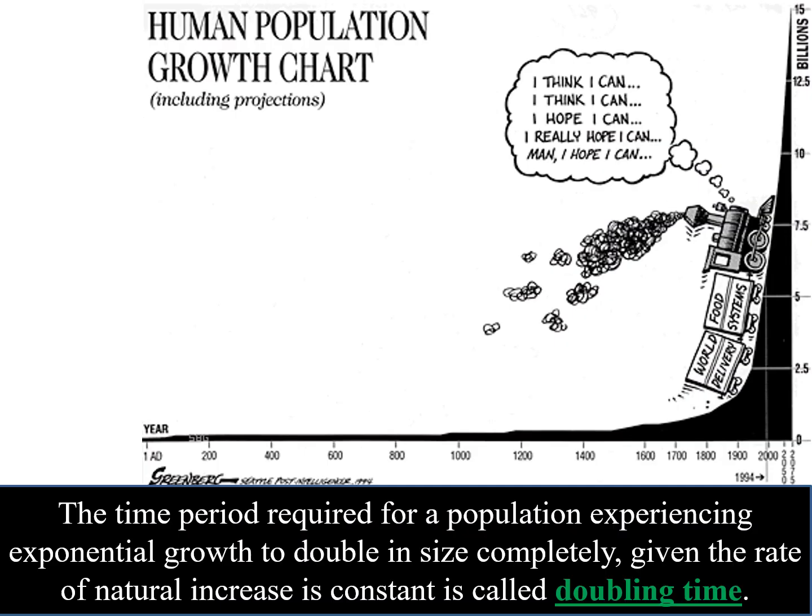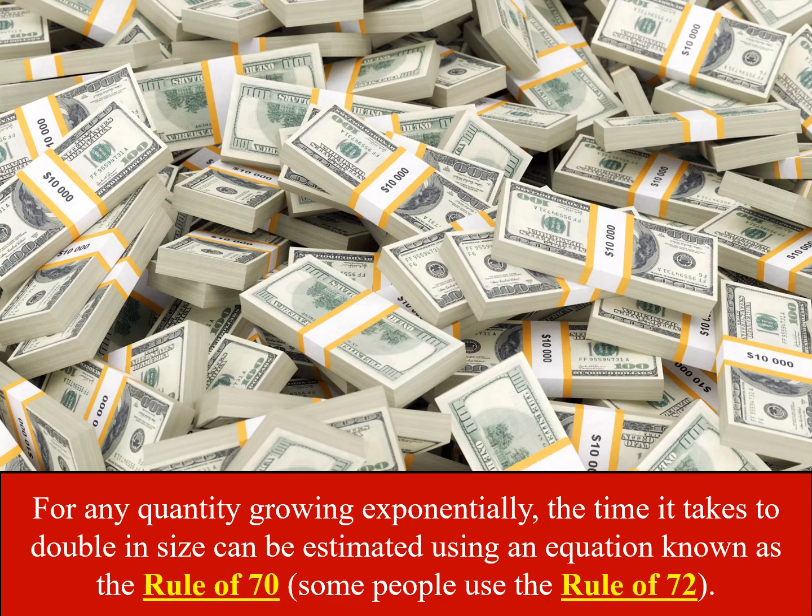The time period required for a population experiencing exponential growth to double in size completely, given the rate of natural increase is constant, is called doubling time. For any quantity growing exponentially, the time it takes to double in size can be estimated using an equation known as the rule of 70.